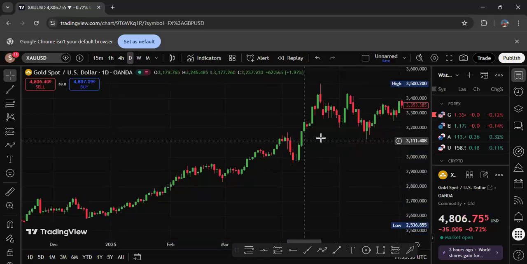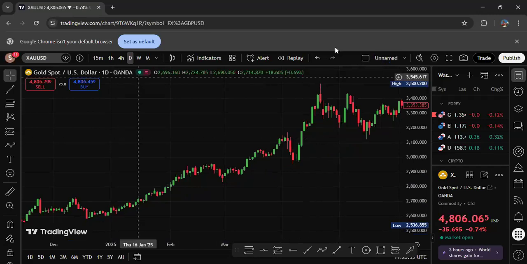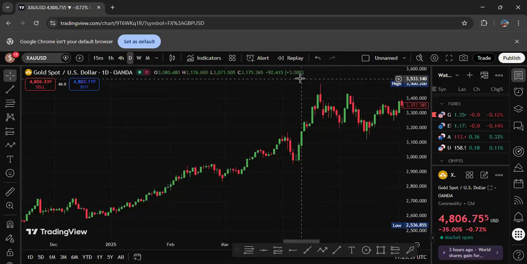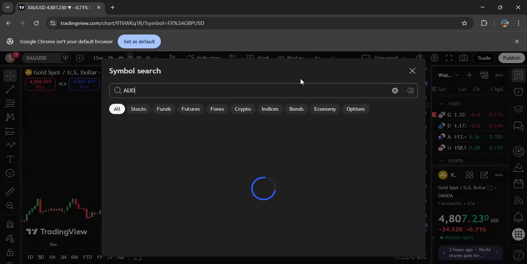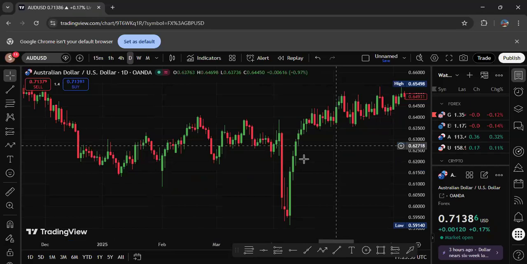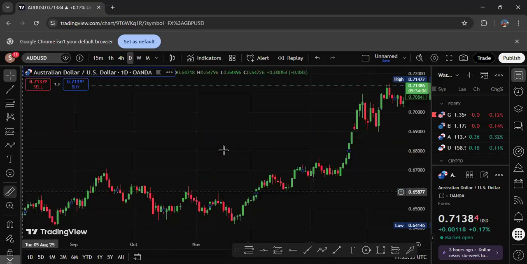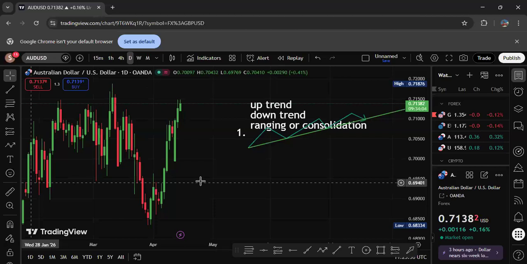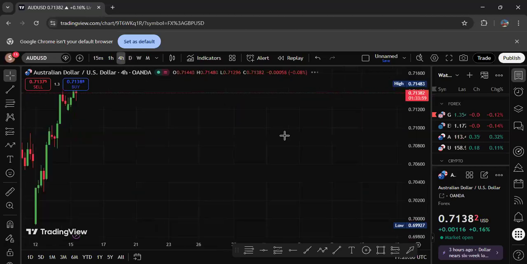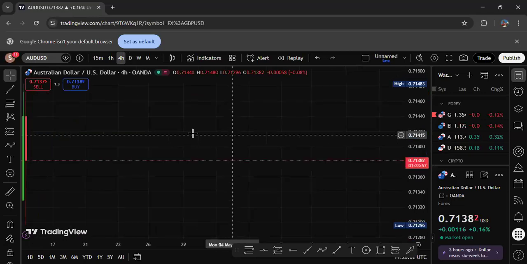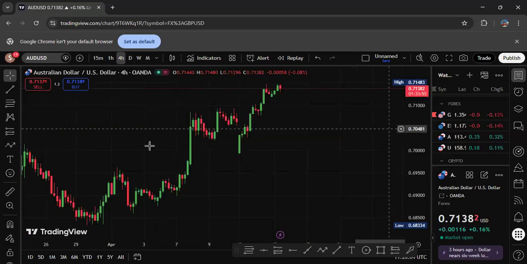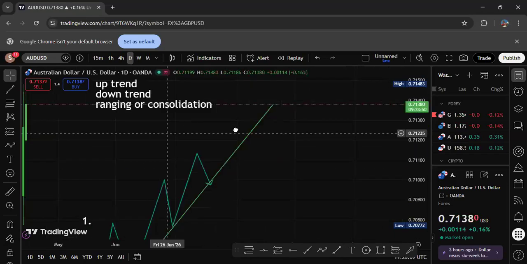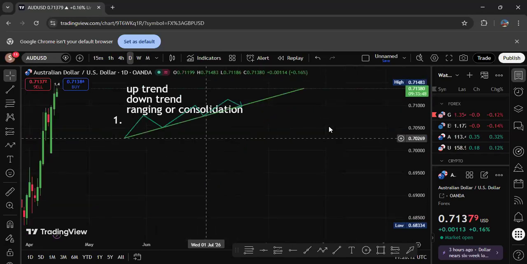But before I use that, let me go to the chart I was using before, AUD USD. So that's an uptrend. I believe we now understand what an uptrend is. So why is this thing looking like this?